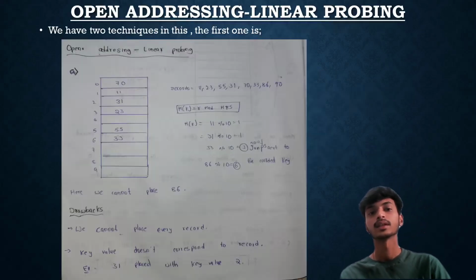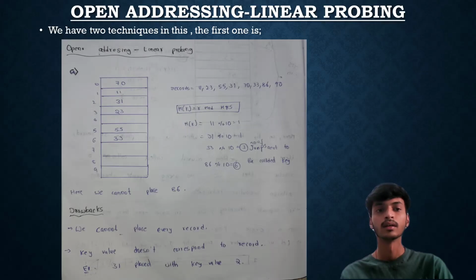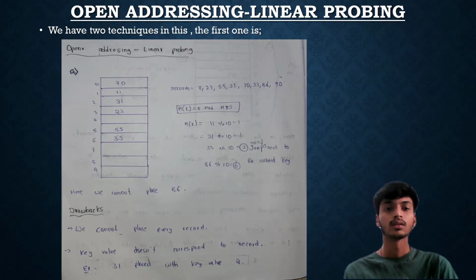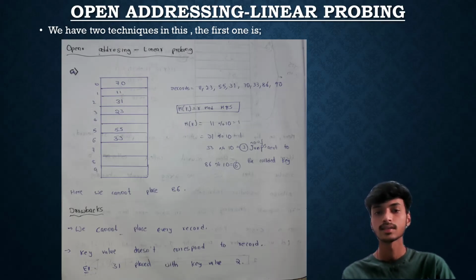Now let's see the second method, that is open addressing linear probing. We have two techniques in linear probing. The first one: let us take the previous example only. They gave us records and the hash table size is 10.